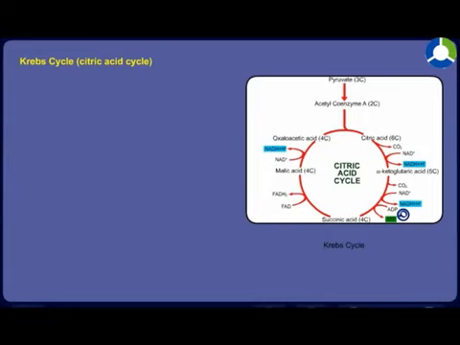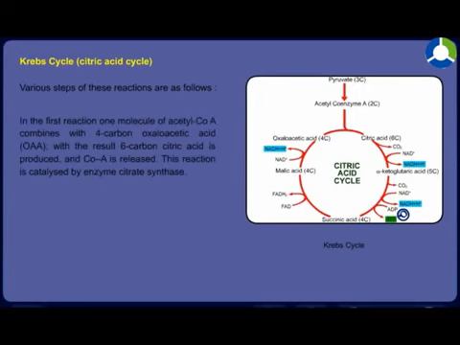Krebs cycle, citric acid cycle. Various steps of these reactions are as follows. In the first reaction, one molecule of acetyl coenzyme A combines with 4-carbon oxaloacetic acid. With the result, 6-carbon citric acid is produced and coenzyme A is released.